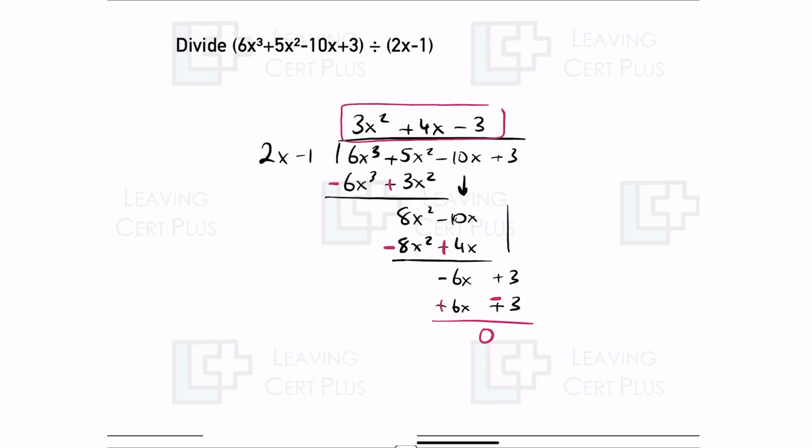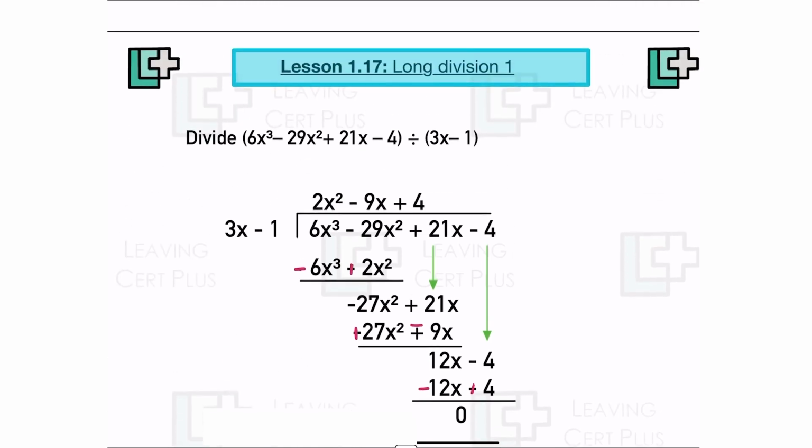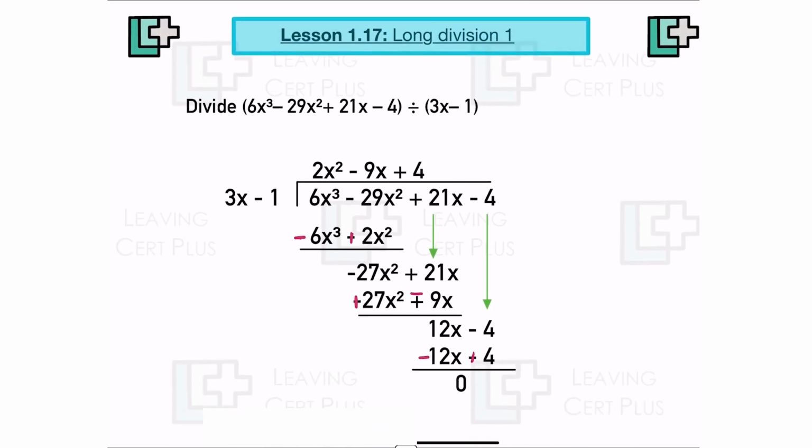Okay, so they're the basics on how to do long division, just 3 example questions. These are going to get a little bit more difficult in the next lesson, and then we'll go on to dealing with cubic functions with regards to long division.